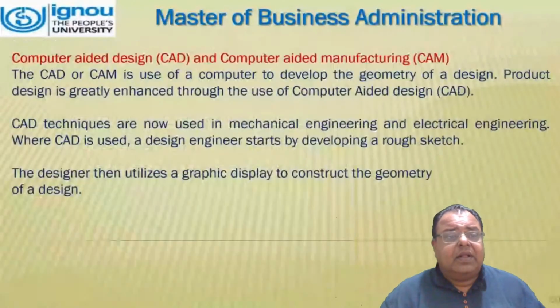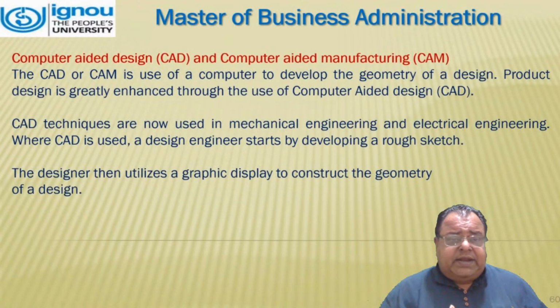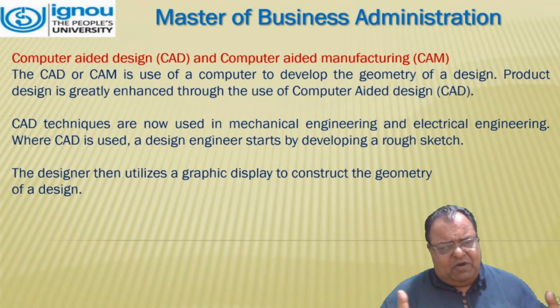Operating costs and tools can be reduced within FMS, but an FMS requires very large capital investment in equipment, planning and control systems, and human resources. A flexible manufacturing system is an arrangement of machines interconnected by a transport system. Next, computer aided design CAD and computer aided manufacturing CAM.